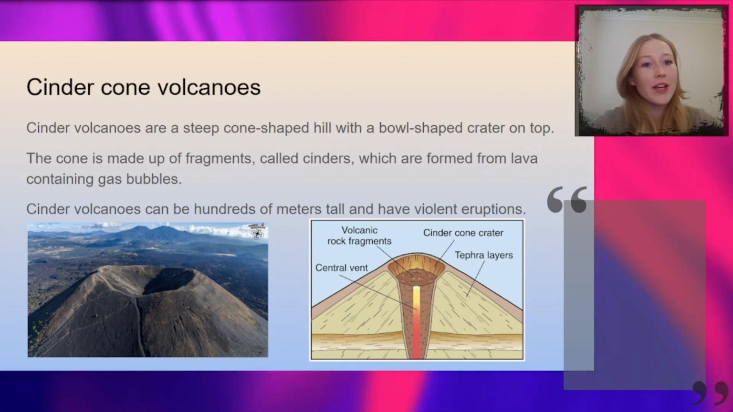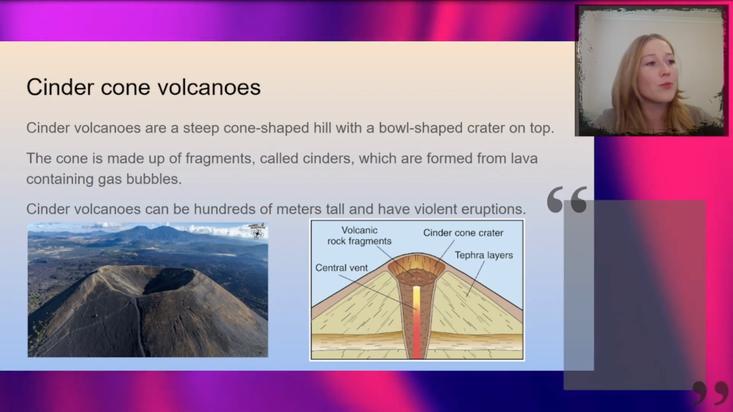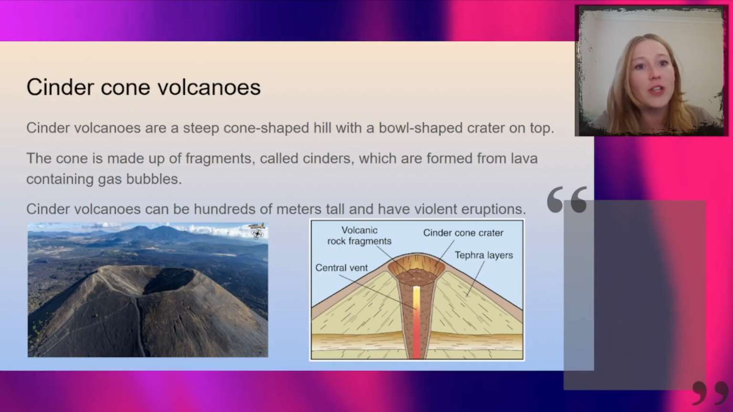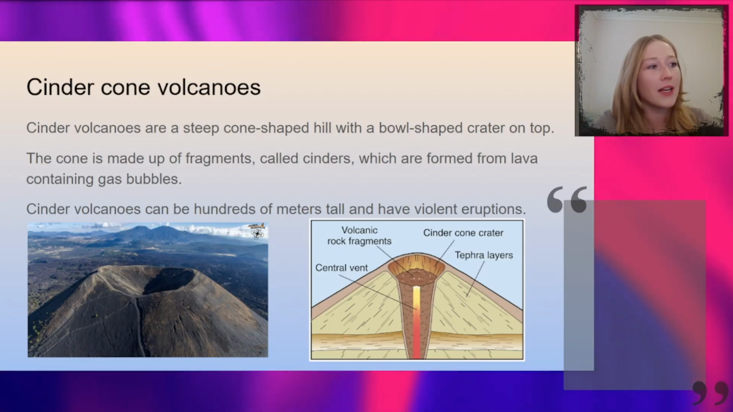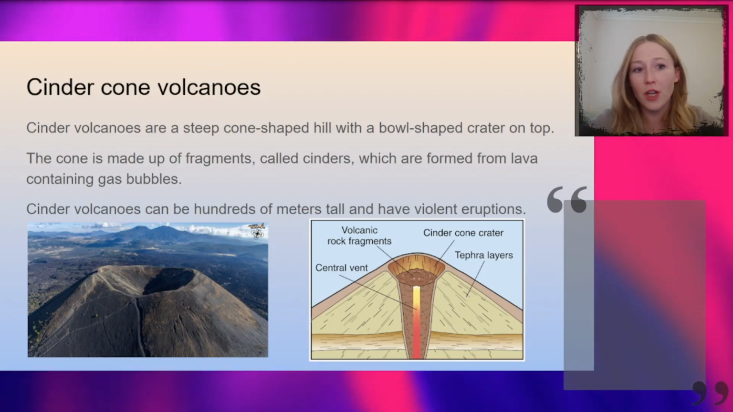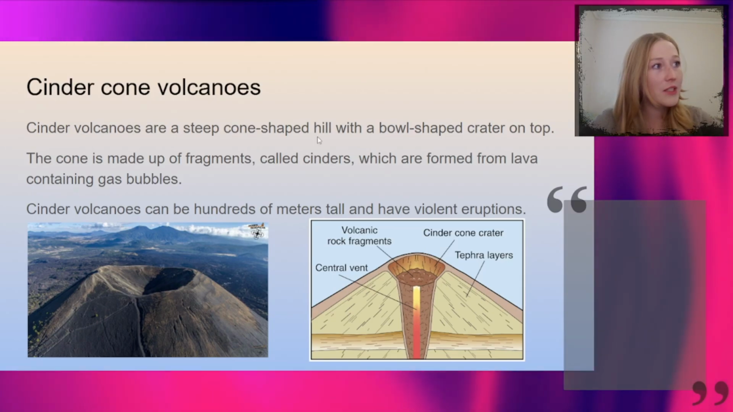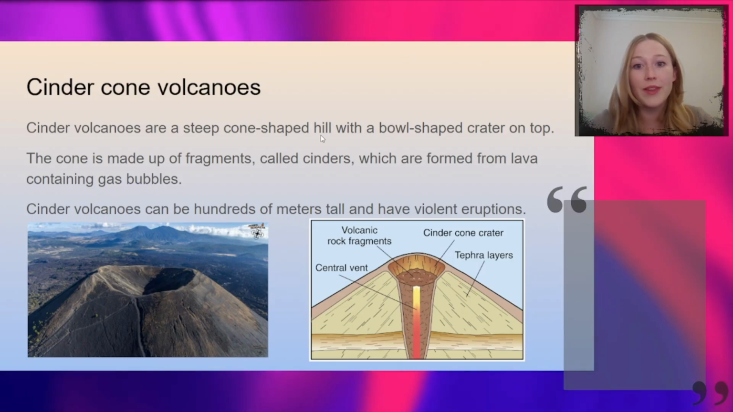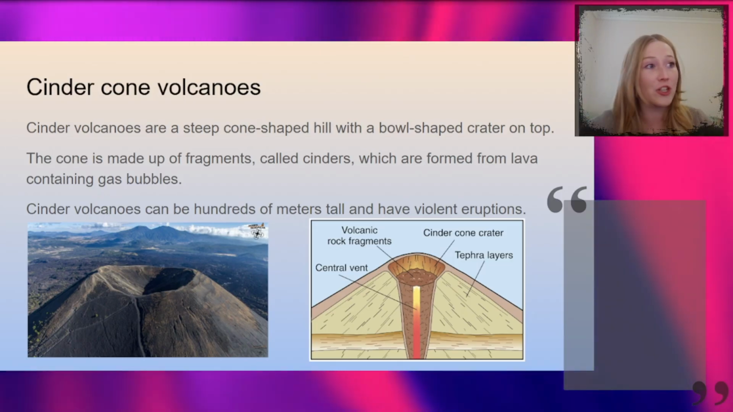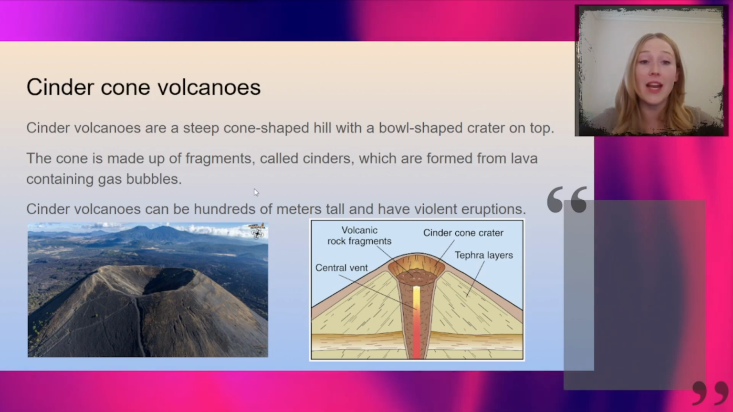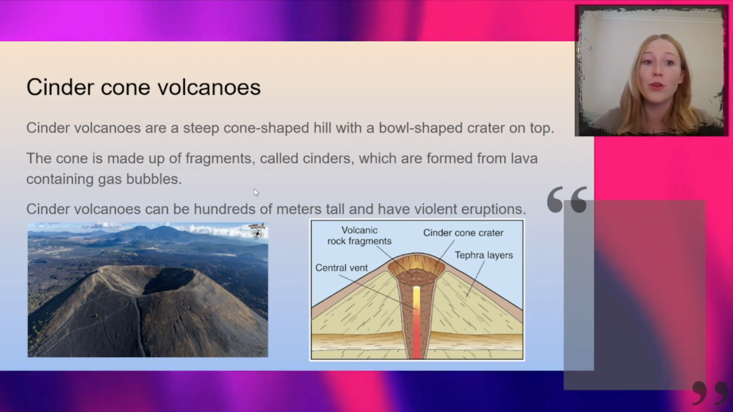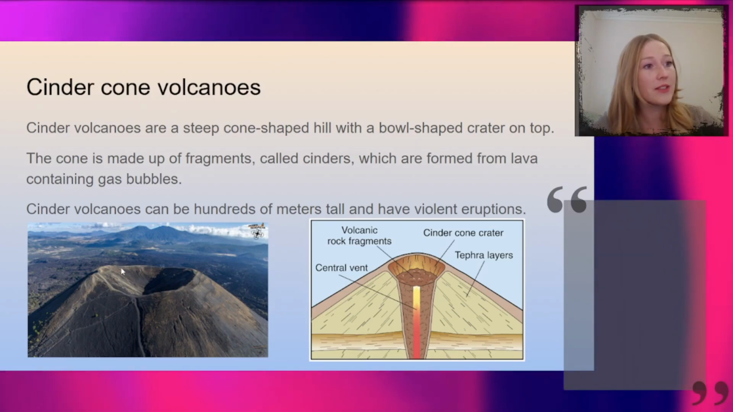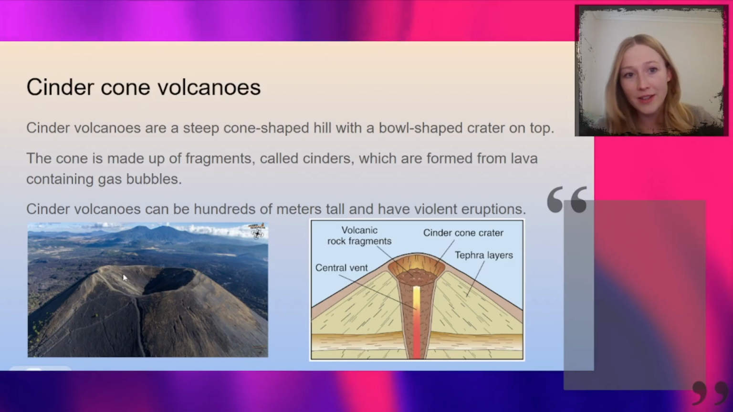So cinder cone volcano, unlike the previous two, is more derived or more made of ash. Ash and cinders and tiny little fragments of lava that have solidified. These volcanoes tend to have very big eruptions. When they erupt, there's a lot of ash and gas and everything going everywhere. Very explosive eruptions. And these are a lot taller and majority made up of ash and cinders.